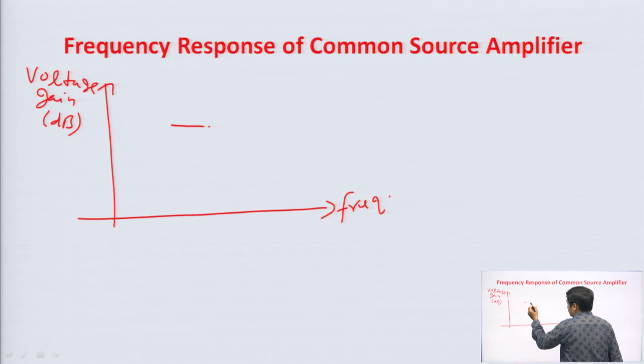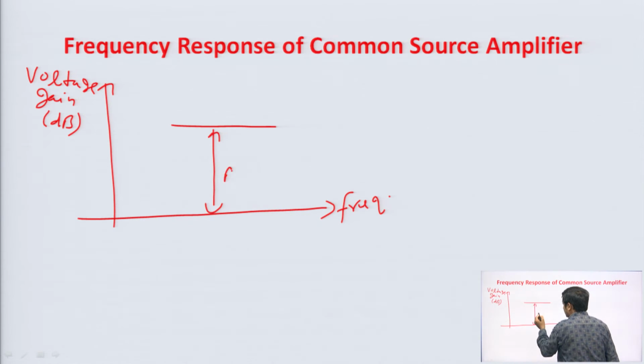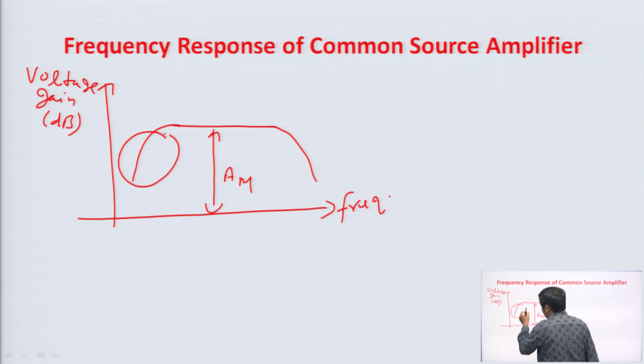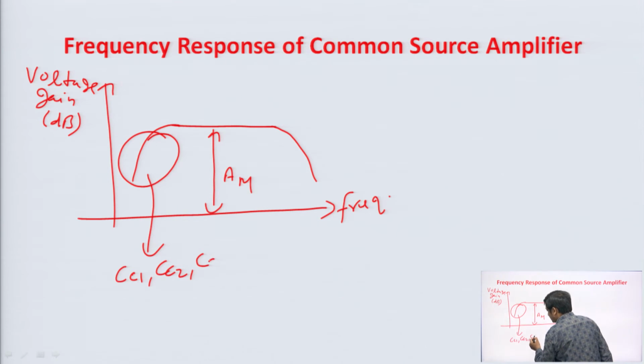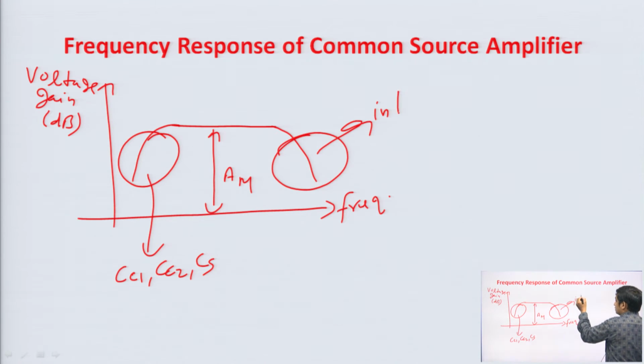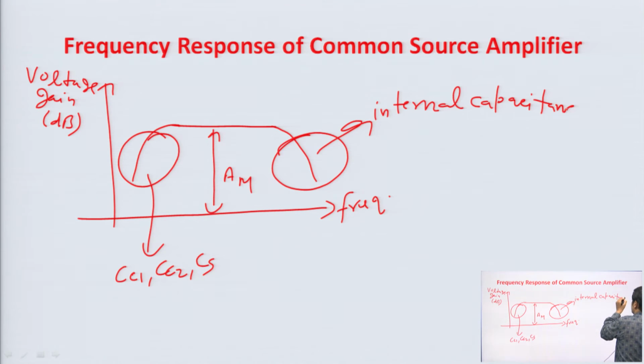In mid frequencies we get the maximum gain. That maximum gain is called your mid band gain AM, and at low frequency the gain is reduced, and at high frequency the gain is also reduced. At low frequency the gain is reduced due to the external capacitors, those are coupling capacitors and bypass capacitors, and at high frequency the gain is reduced due to internal capacitances.